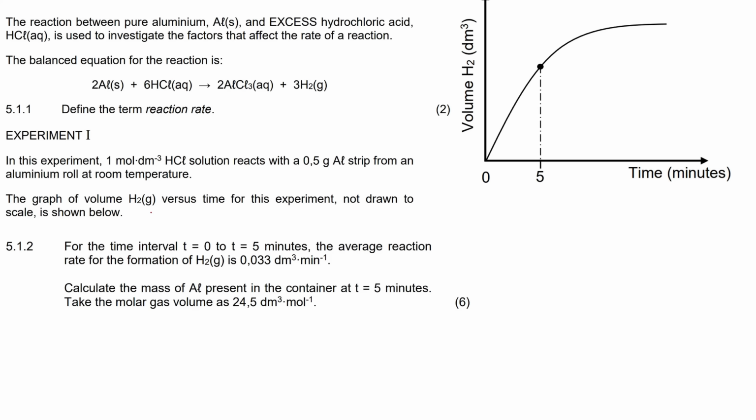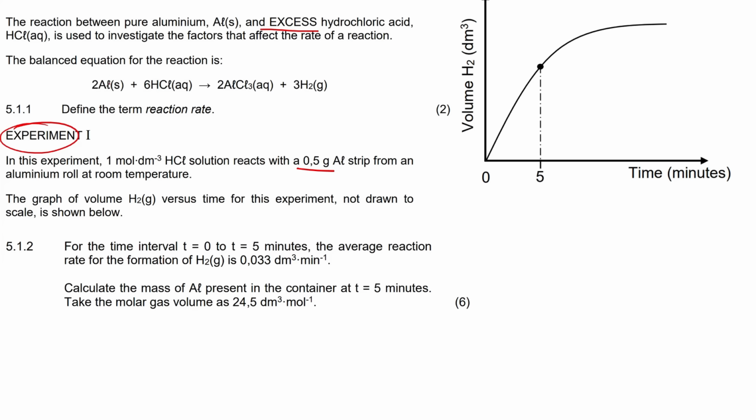Okay, so moving on, they tell us that in experiment 1, 1 mole per decimeter cubed of HCl reacts with 0.5 grams of aluminium at room temperature. The graph of hydrogen versus time is shown below. Okay, let's just talk about that. So we've got some HCl that they've given us and some aluminium. Remember that the HCl is the excess.